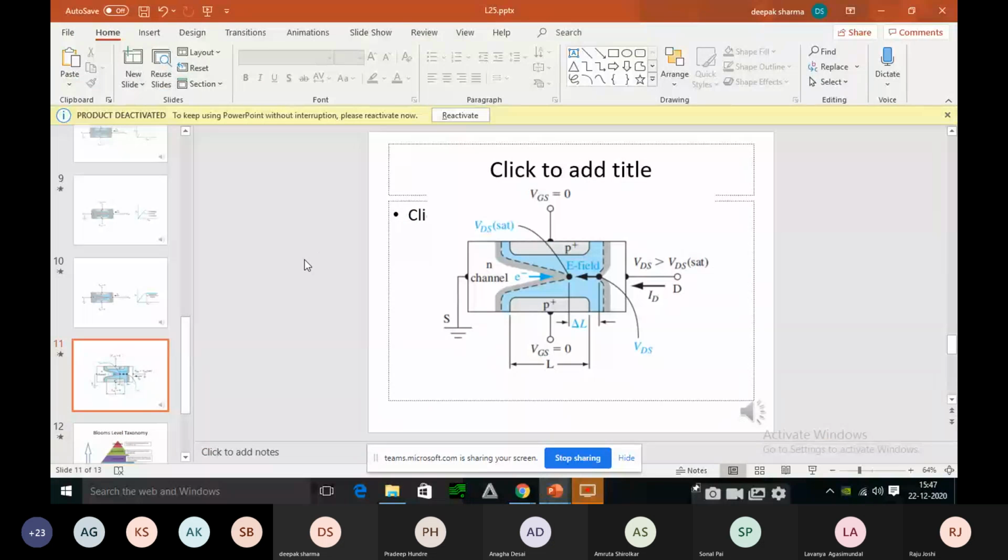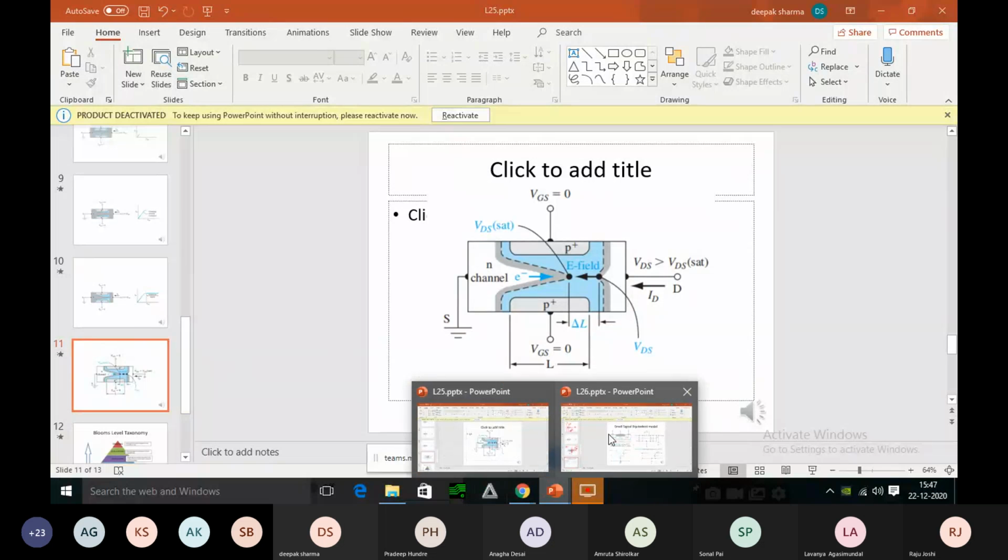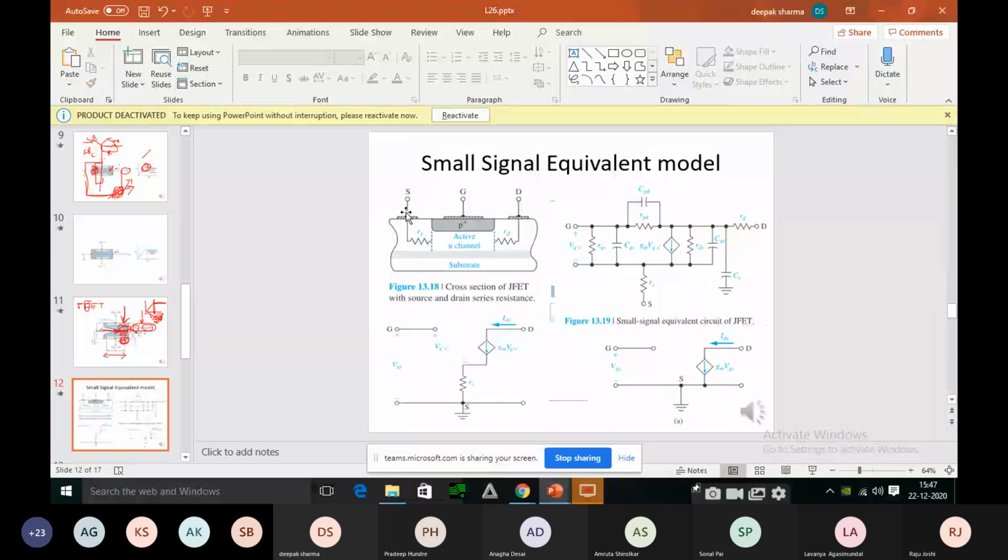PPT is visible now. Yes. Okay. So I was saying about small signal equivalent model.